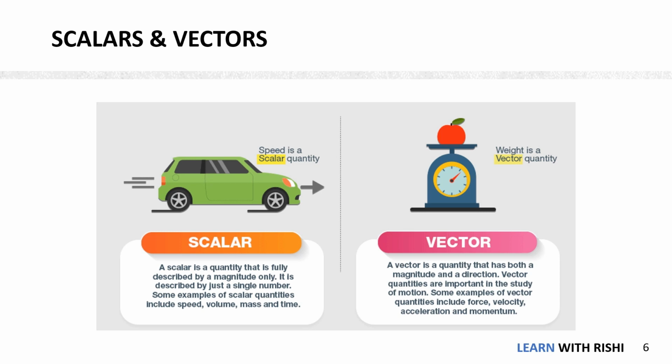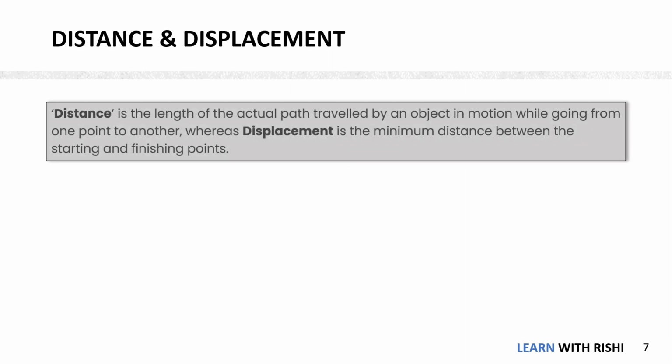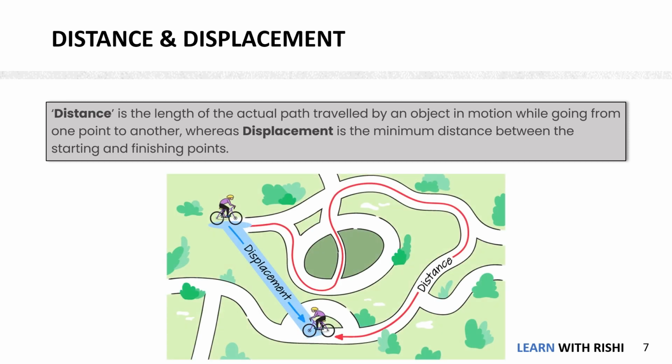Let us have a discussion now on the next subtopic, that is distance and displacement. Distance is the length of actual path traveled by an object in motion while going from one point to another, whereas displacement is the minimum distance between starting and finishing points. Let us understand this with an example.